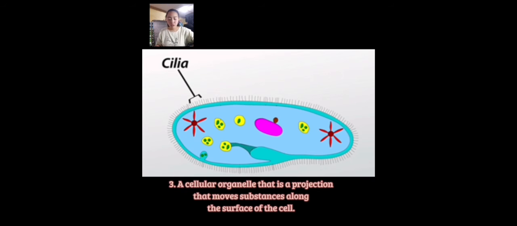Number 3, a cellular organelle that is a projection that moves substances along the surface of a cell. These are tiny particles on the outside of the cell that project like small hairs. So they are called cilia.